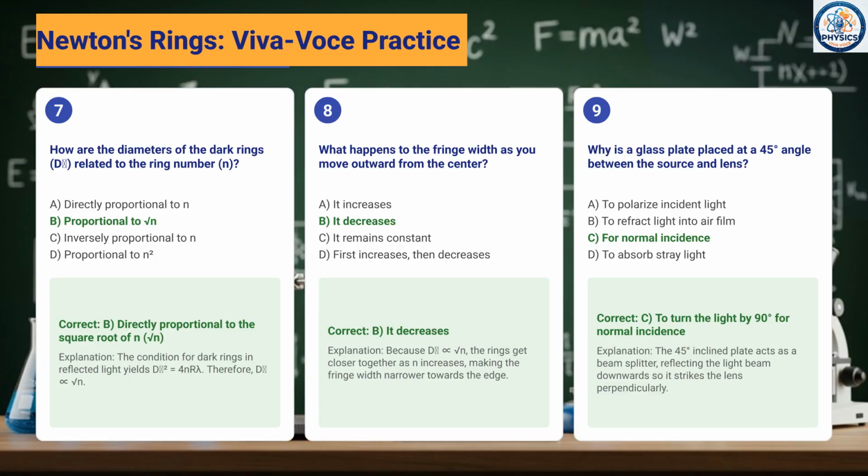Question 7. The diameter of dark rings is proportional to the square root of the ring number. 8. The fringe width decreases as you move outward from the center. 9. The 45-degree glass plate is used for normal incidence, reflecting light perpendicularly onto the lens.